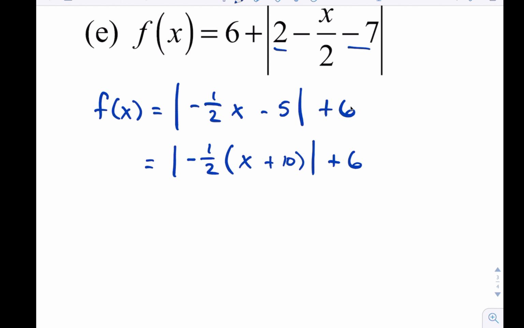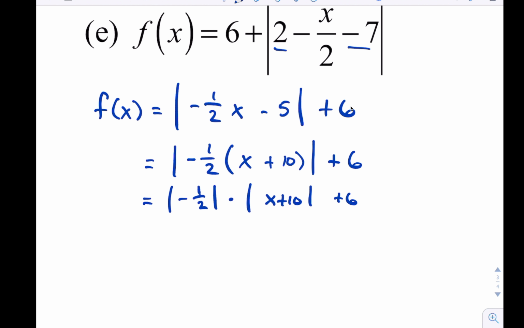Okay. So what you want to do here, because it's an absolute value, you have the negative on the inside, which is a reflection over the y-axis, because it's on the inside. But what I want to do actually is try and get rid of that. Okay. So anytime you have something that's being multiplied inside an absolute value, you can actually make that 2 absolute values. Okay. So what I can do is I can make this -1/2 times the absolute value of x plus 10 plus 6. Okay.